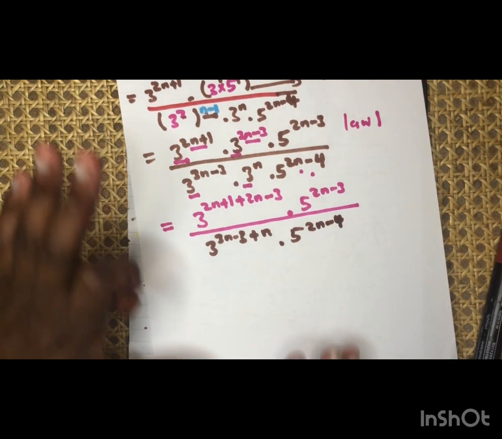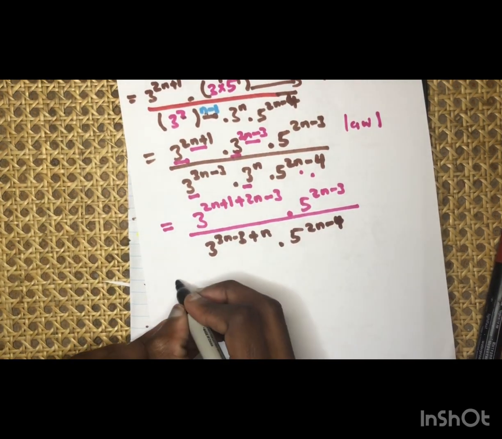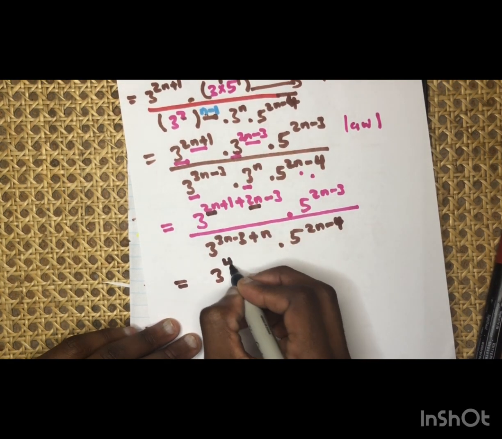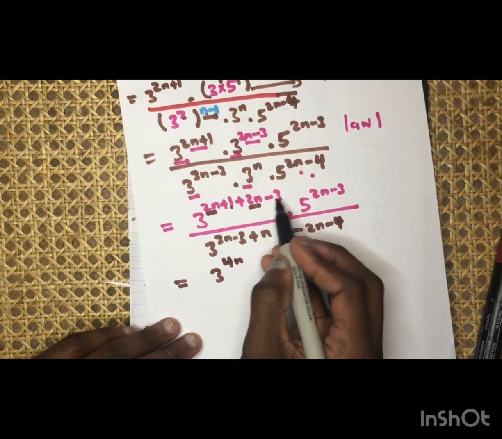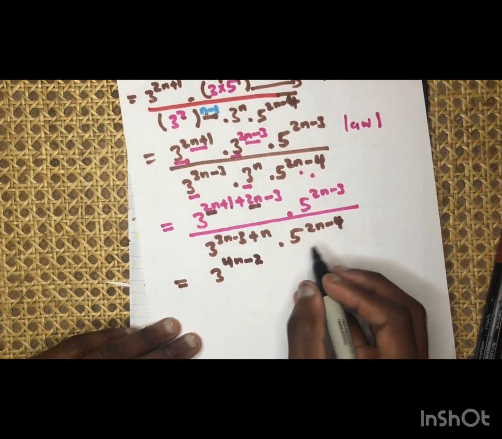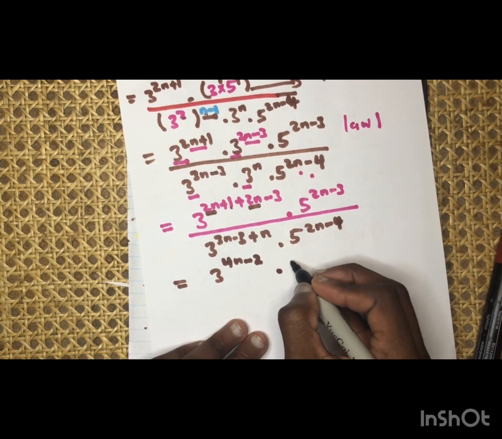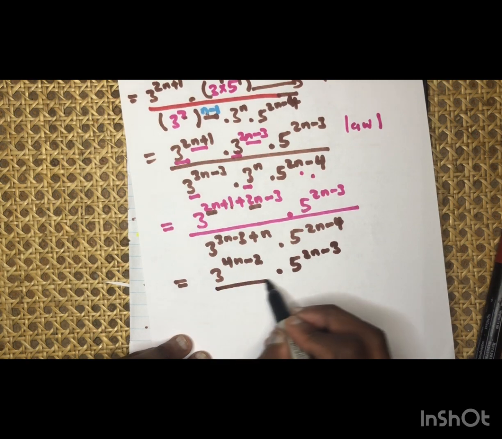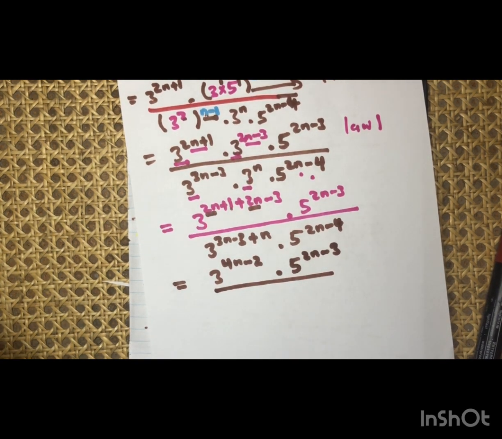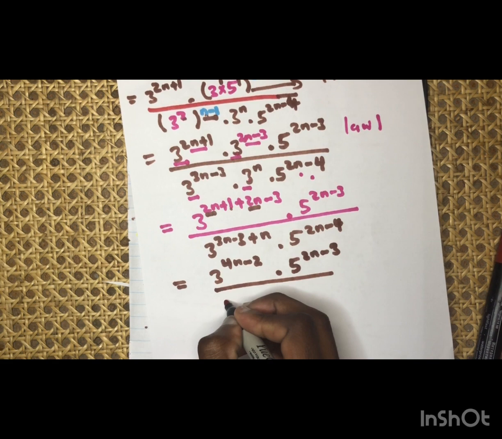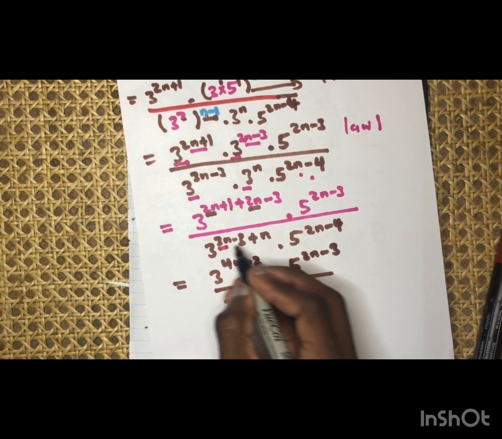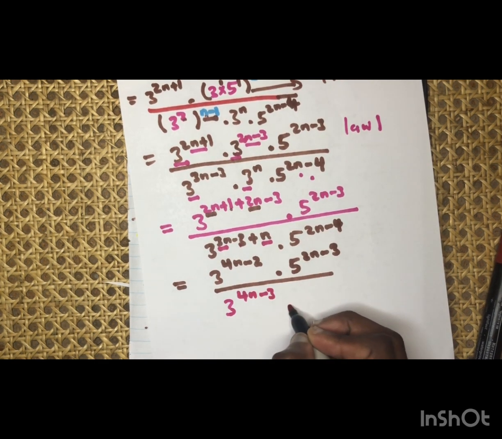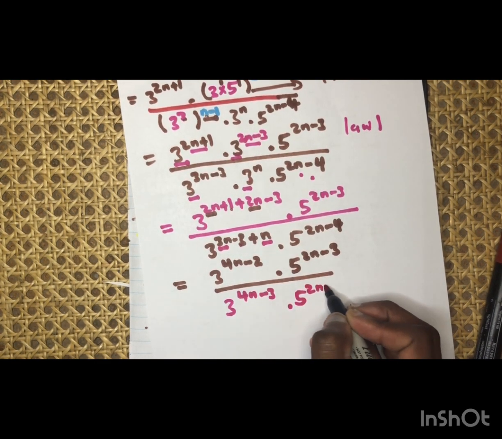minus 4. All right, let's simplify the exponents. If I simplify the exponent, 2n plus 2n will give us 4n. 1 minus 3 will give us minus 2. Then times 5 to 2n minus 3. Then all over. Then what do we have on the denominator? We have 3. So 3n plus n will give us 4n minus 3 times 5 to 2n minus 3.